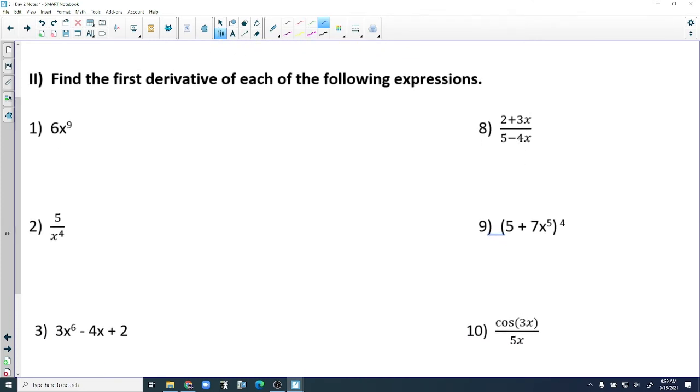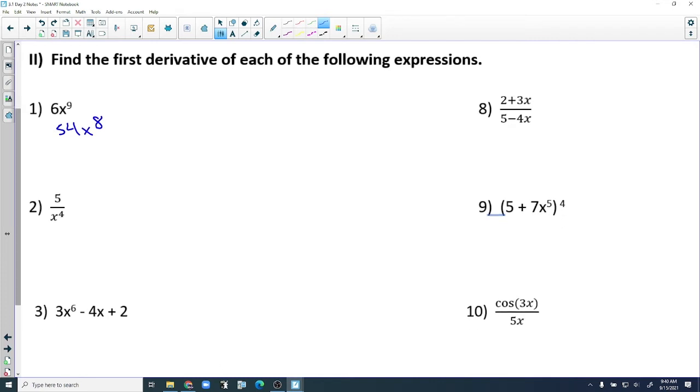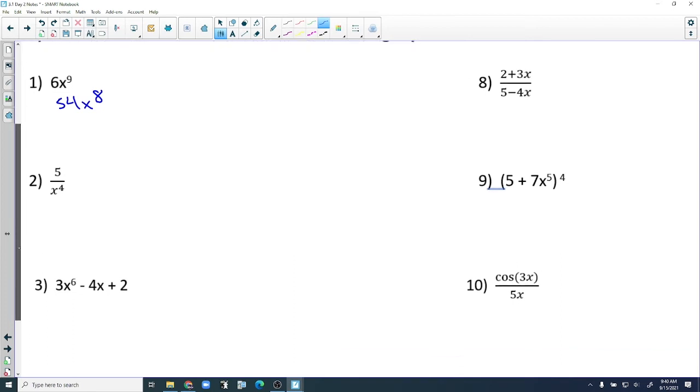Number 1 is 54x to the 8th. Not all of these are meant to be difficult. No, some are difficult, some are easy. Number 2, you could make it a lot easier if you make this 5x to the negative 4th. You can do the quotient rule on it. You can get it right doing the quotient rule, but very few get it right doing the quotient rule.